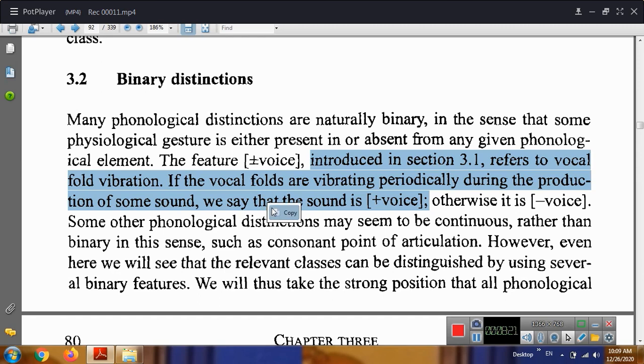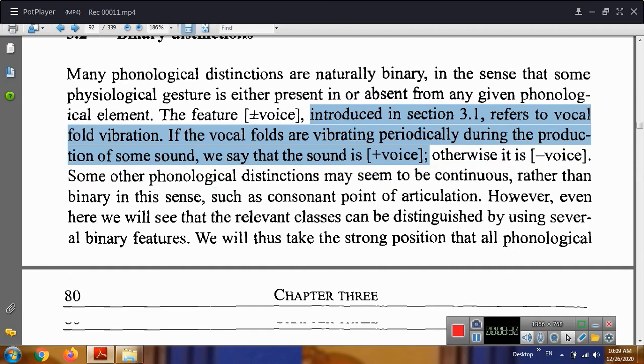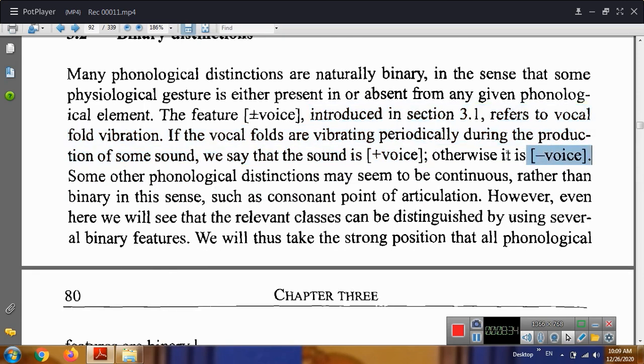I think nowadays the voiced and voiceless sounds are clear, and we know that, for example, T and C are voiceless sounds and Z and T are voiced. Otherwise, it is minus voice. If we don't feel any vibrating, we consider it a minus voice or voiceless.